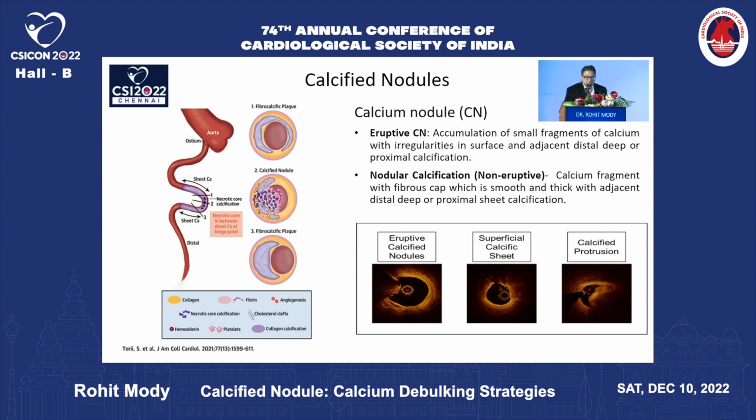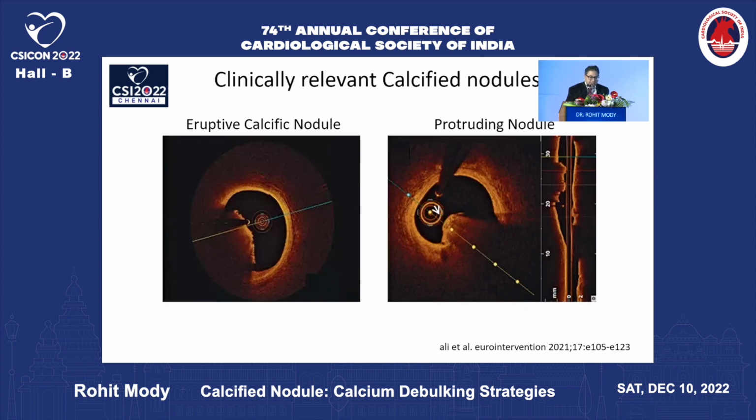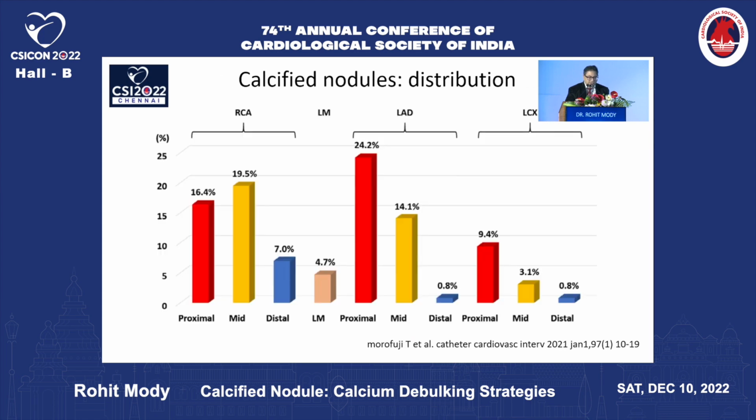So the calcified nodules can be divided into eruptive calcified nodules and nodular calcifications. The eruptive ones are accumulations of small fragments of calcium with irregular surface and adjacent distal deep or proximal calcification, and the non-eruptive is a calcium fragment with a fibrous cap which is smooth and thick, with adjacent distal deep or proximal sheet of calcification. Clinically, you can see this is the eruptive calcific nodule and a protruding nodule. These are the clinically relevant calcified nodules.